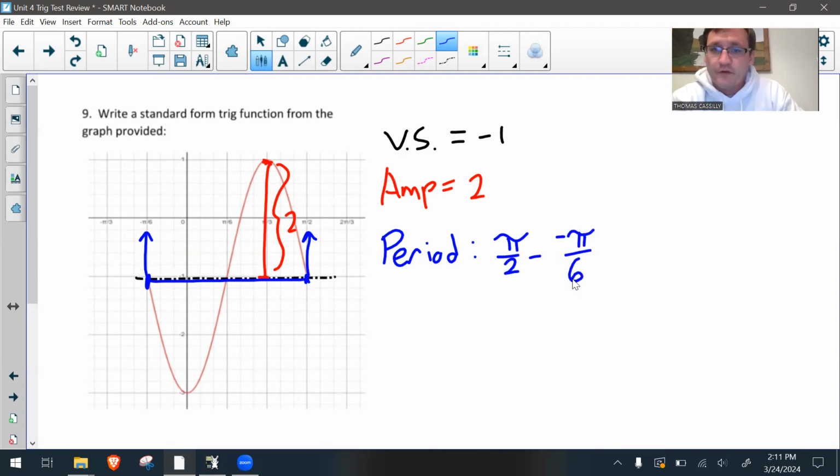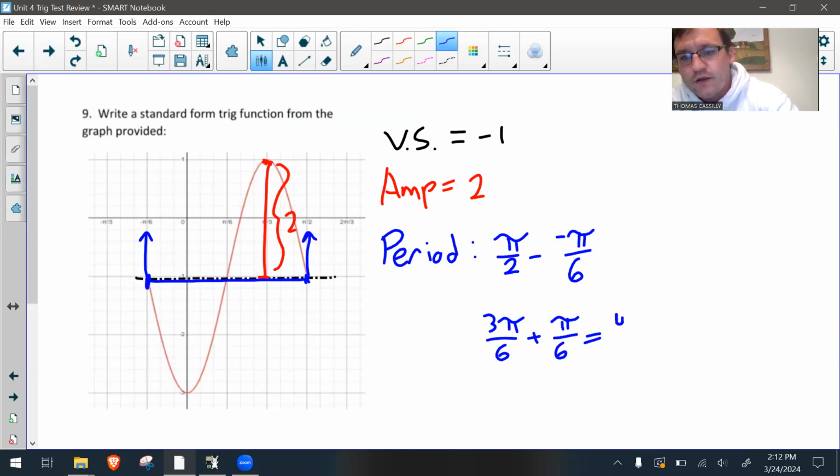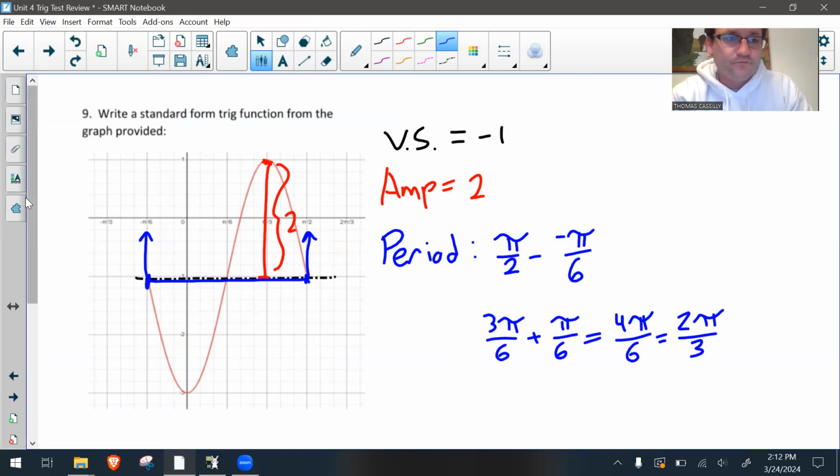So if we want to figure out the length of the period, do the ending point minus the beginning point. If we get a common denominator, we have 3 pi over 6 minus a negative, which turns into a plus, so it's plus pi over 6, which gives us 4 pi over 6, which of course is 2 pi over 3. So that is the length of the period.